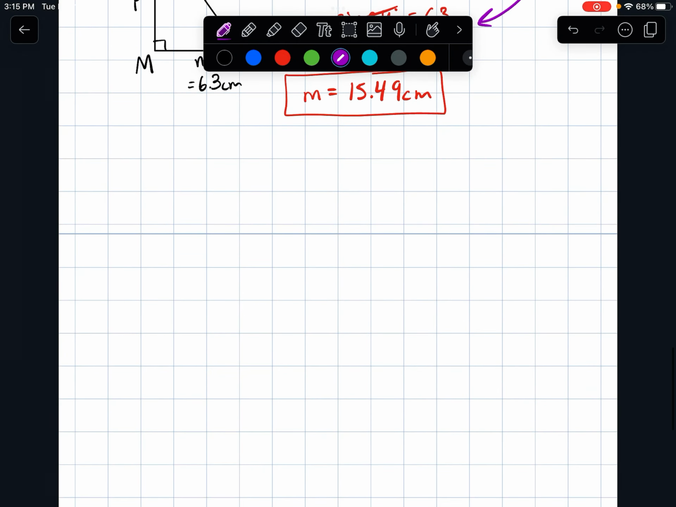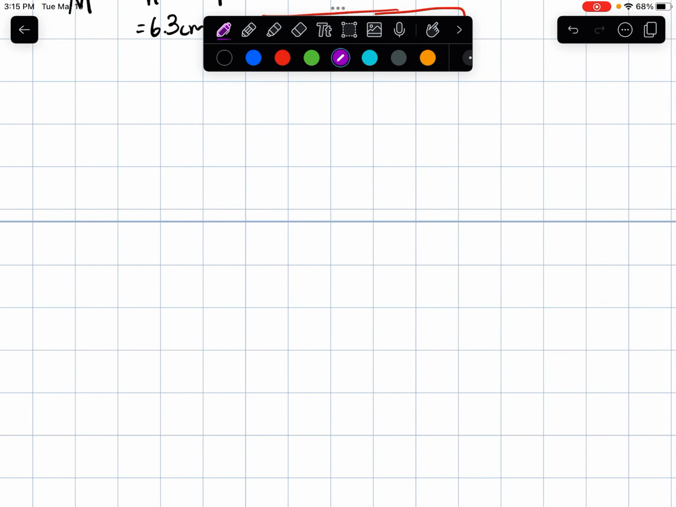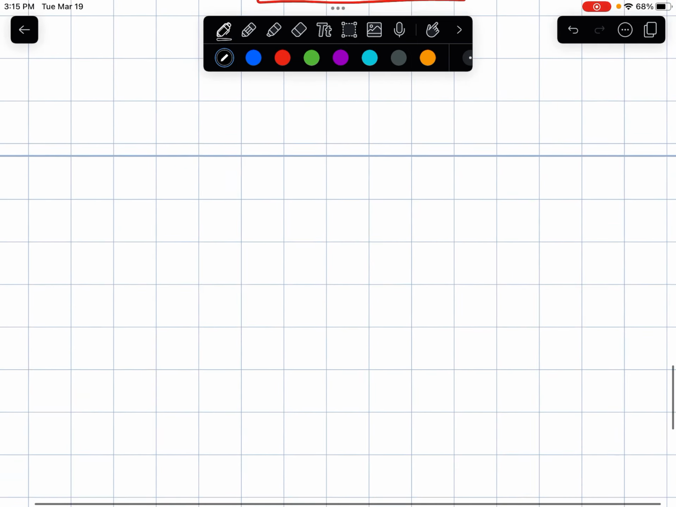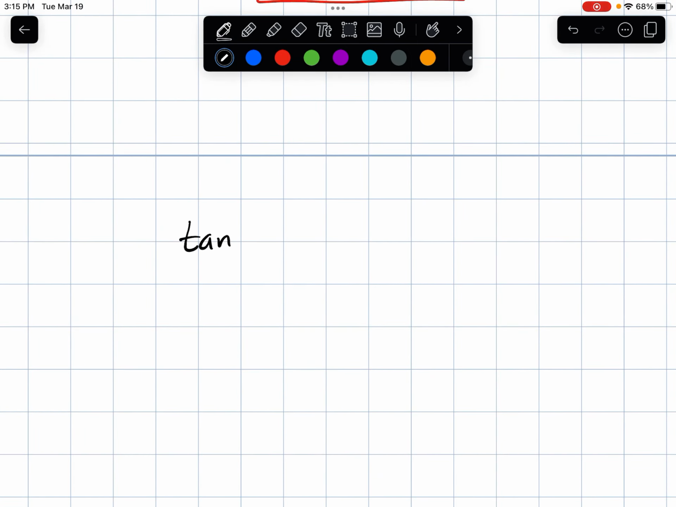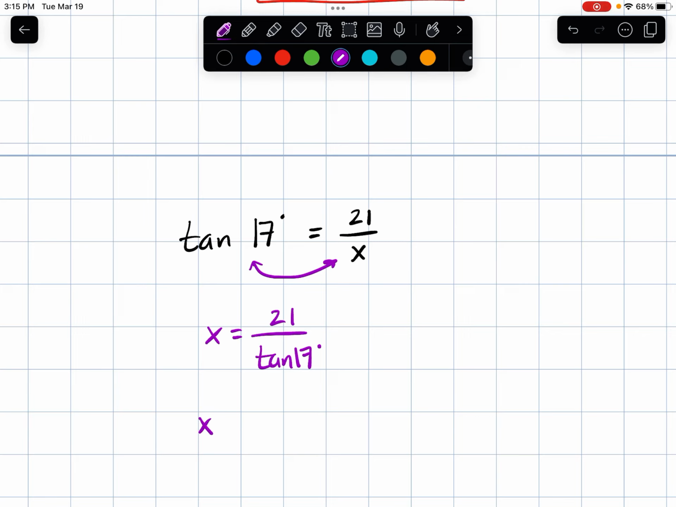So for example, this is a separate problem here. Let's say I was asked to solve the tangent of 17 degrees equals 21 over x. I could go ahead and multiply both sides by x and then divide by the tangent of 17, but we can notice from the previous problem that the shortcut is just to switch these. And so that would really mean that I have x equals 21 over the tangent of 17, and then I can just go to my calculator and figure out what that number is.